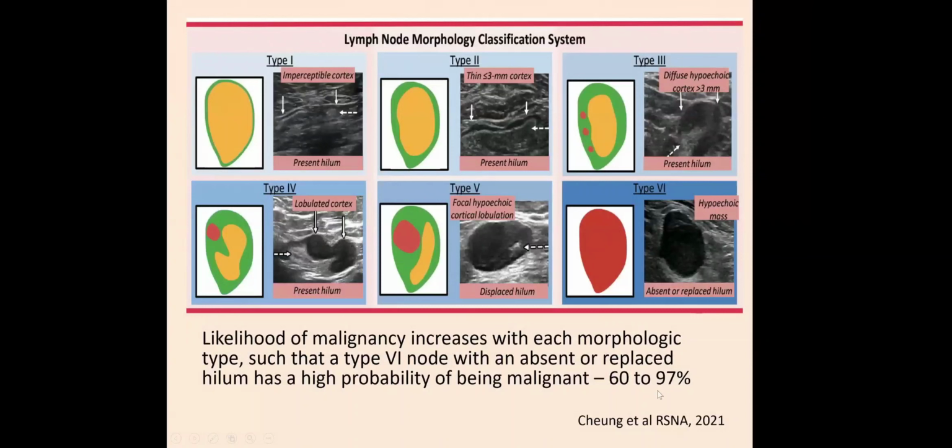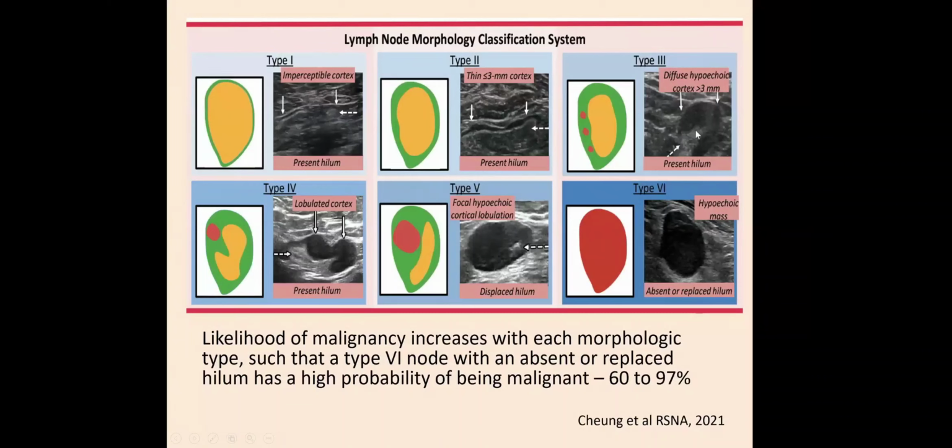This is a nice article published in Radiographics in 2021, where they describe the various morphologies that can be seen in axillary ultrasound, and they classified them into type 1 to type 6. In type 1, there will be an imperceptible cortex and the hilum will be intact, so this will be benign. In type 2, your cortex is still thin, thicker than type 1, but less than 3 mm. The hilum is still intact. This is also 100% benign. So if you see type 1 and type 2, this is definitely benign. In type 3, there is diffuse hypoechoic cortical thickening, which is more than 3 mm, and this is diffuse.